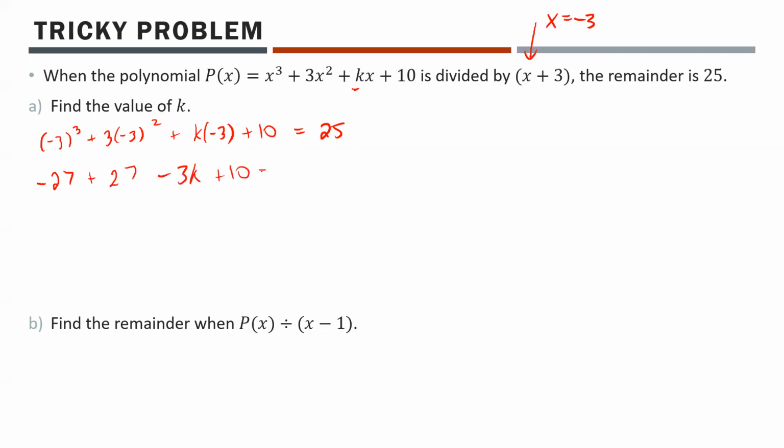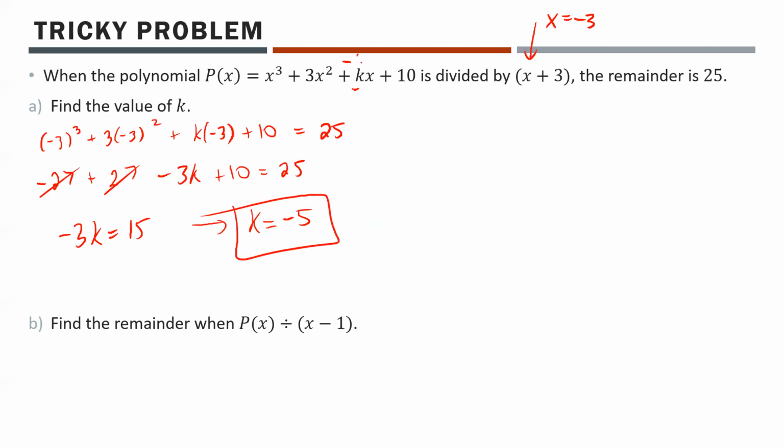And then plus 10 equals 25. These are gone because negative 27 plus 27 cancels itself out. Let's minus 10 on both sides. We got negative 3k equals 15. Bingo, bango, bongo, divide by negative 3 on both sides. We got k equals 15 divided by negative 3 is negative 5. So this is actually minus 5x in there. That's what that's actually meaning there. So cool, we found what k is equal to.